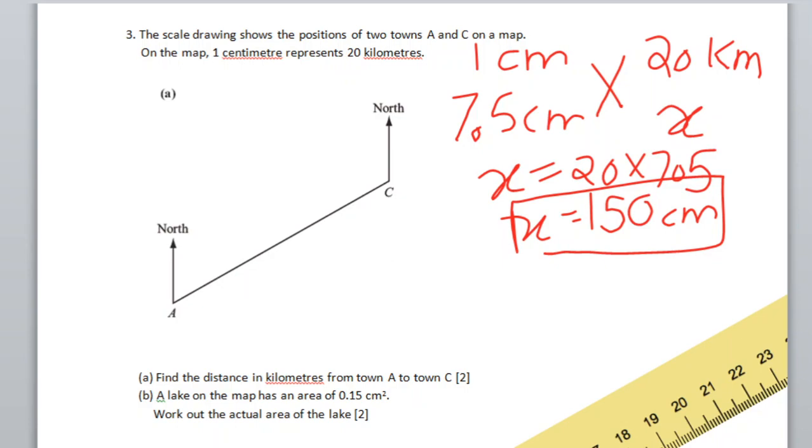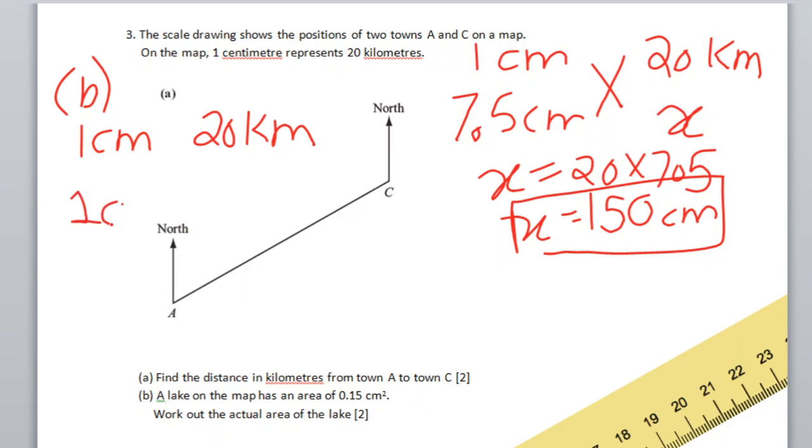Part B. A lake on the map has an area of 0.15 centimeters squared. Work out the actual area of the lake. So let's do part B over here. The ratio we're given is 1 centimeter represents 20 kilometers. This is the ratio of the length. We are talking about area now. So change this ratio of length to ratio of area. For that, take the square on both sides.